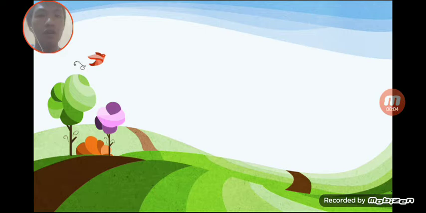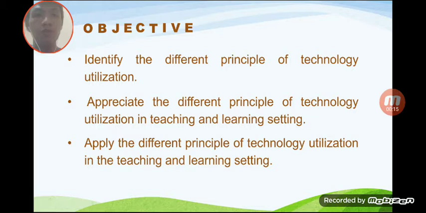I will discuss technology utilization. But before we proceed, I will show the objectives of this presentation. The first objective is to identify the different principles of technology utilization. The second one is to appreciate the different principles of technology utilization in the teaching and learning setting. And last, apply the different principles of technology utilization in the teaching and learning setting.